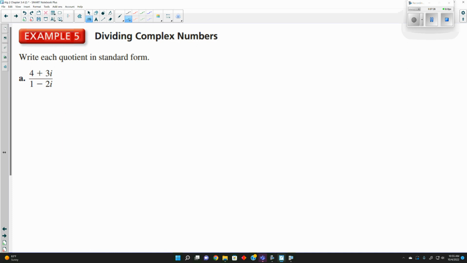Now, we want to write this quotient in standard form. There are two things that we need for it to be in standard form. One is that we need to write it in the form a plus bi, and we can't have i in the bottom of the fraction.